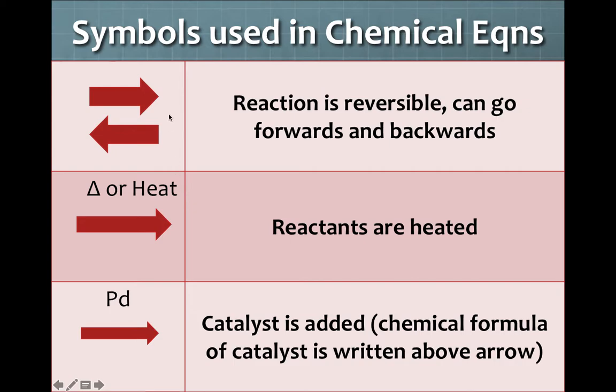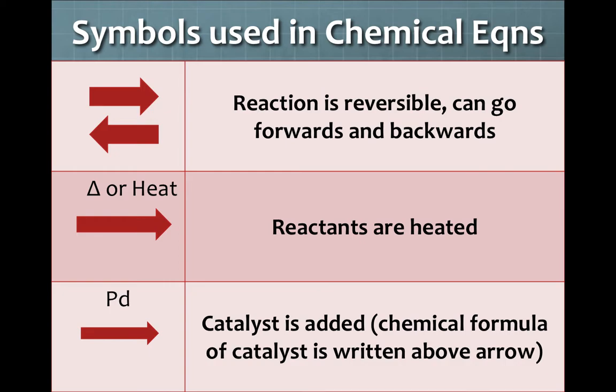Sometimes you're going to see a double-sided arrow. Double-sided arrows mean the reaction can go both directions. So not all reactions are irreversible. Sometimes you can go both directions, back and forth, depending on the conditions. The bottom two we're not going to see too often, at least in this class. If you guys are going to take AP Chem, you will see a lot of these.